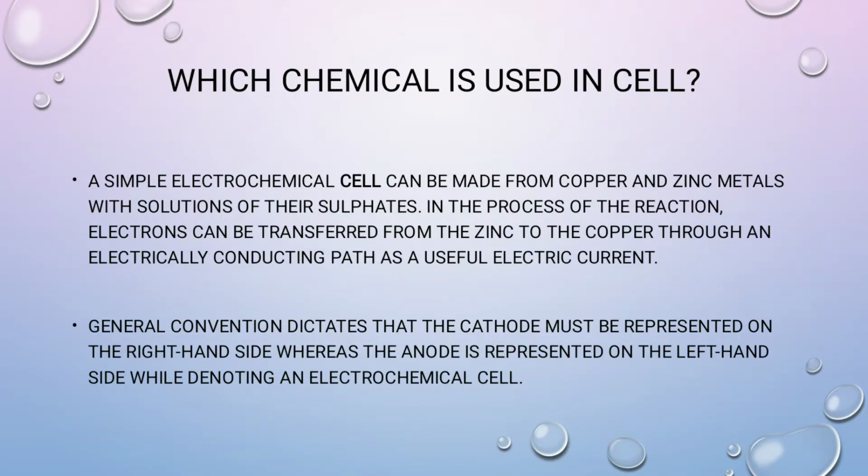Which chemical is used in a cell? So a simple electrochemical cell can be made from copper and zinc metals with solutions of their sulfates. In the process of the reaction, electrons can be transferred from the zinc to the copper through an electrically conducting path as a usual current, electric current. So general convention dictates that the cathode must be represented on the right hand side, whereas the anode should be on the left.